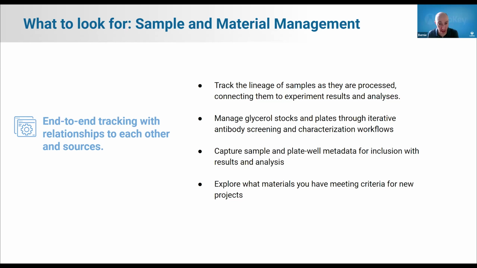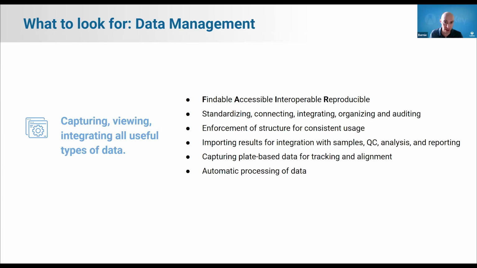And then after I have gone through one or several of these rounds, these campaigns, I might want to explore what materials I have that meet criteria for new projects. Do I have, for example, any antibodies that bind to a particular target that I could use as a start point for a new project? Do I have any that use 2 particular vectors? If so, where are they? How much of it do I have? What's the status of that material? All important sample management category questions that a LIMS should be able to help you answer.